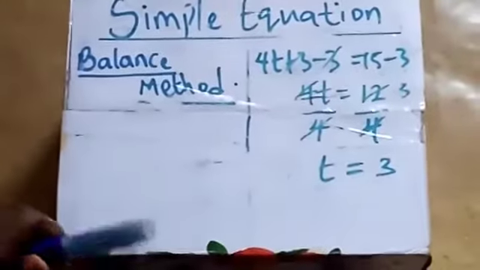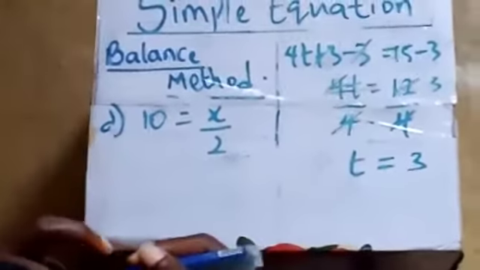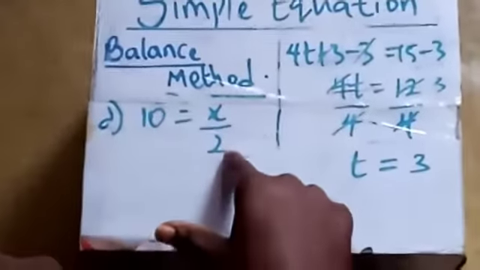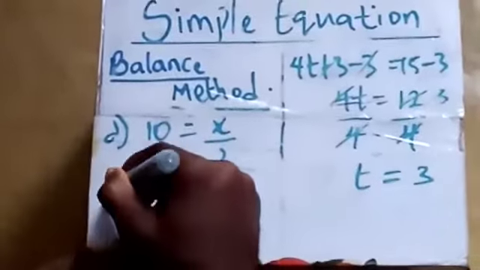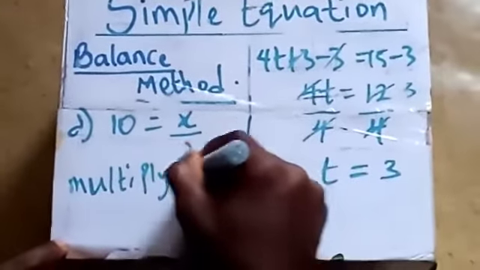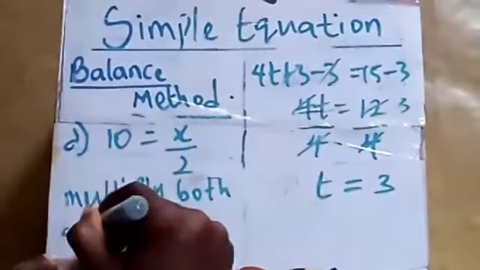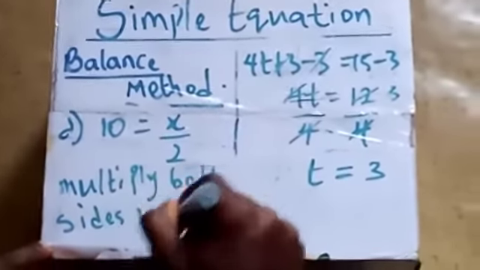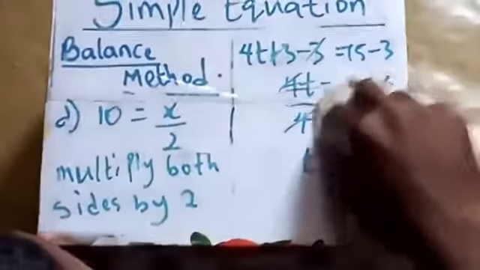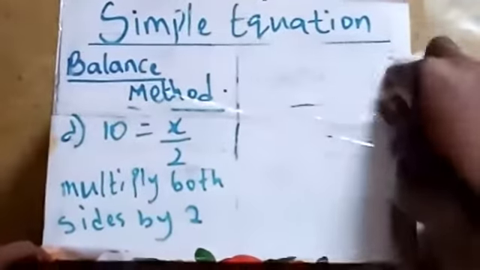If for instance you have 10 equals x all over 2. To solve this is very simple. You just have to find a way of removing the 2 that we have here. And how do we do that? We say multiply both sides by 2. If you do that, the 2 that we have there, we can easily do away with it, and we'll have the value for x.